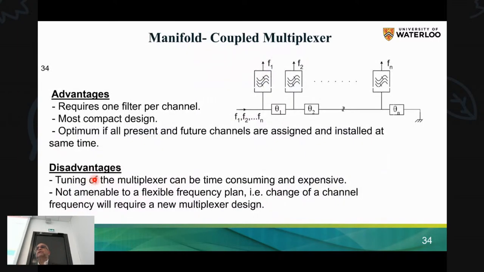Now this is the one which is very interesting: manifold coupled multiplexers. Manifold coupled multiplexers use a manifold, or junctions in the case of diplexers, and you combine the channels on one manifold. This is the lowest loss design, and that's why this configuration is what's used on the output side, because you need absolutely low loss filters there. It's also compact because you don't need circulators, which are sometimes quite large.